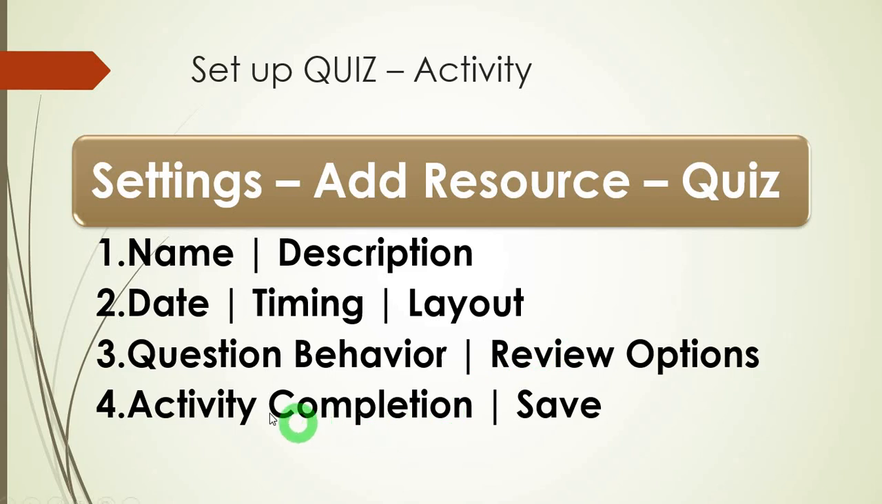Finally, number 4, you click on activity completion, and this again you want to define as the activity is complete when the defined conditions have been met. Thereafter, you just go ahead and save.